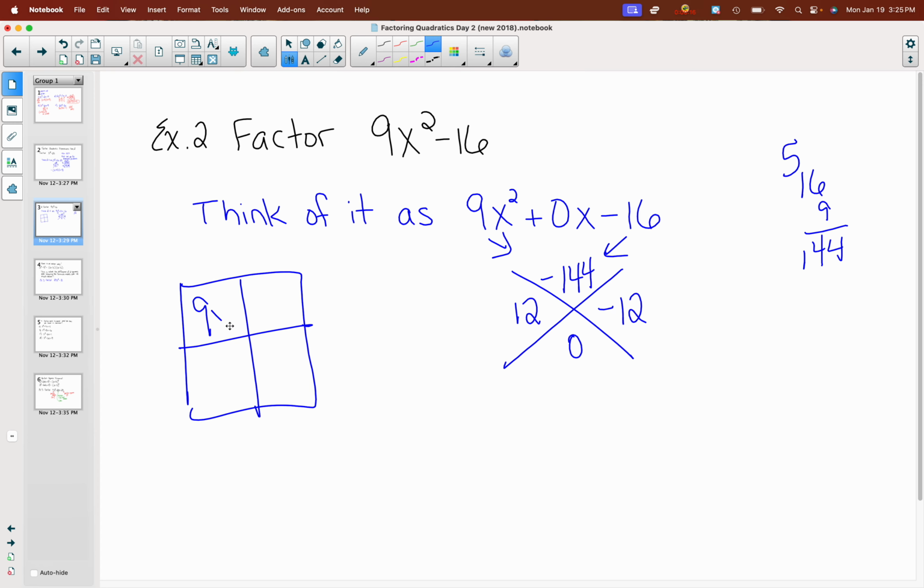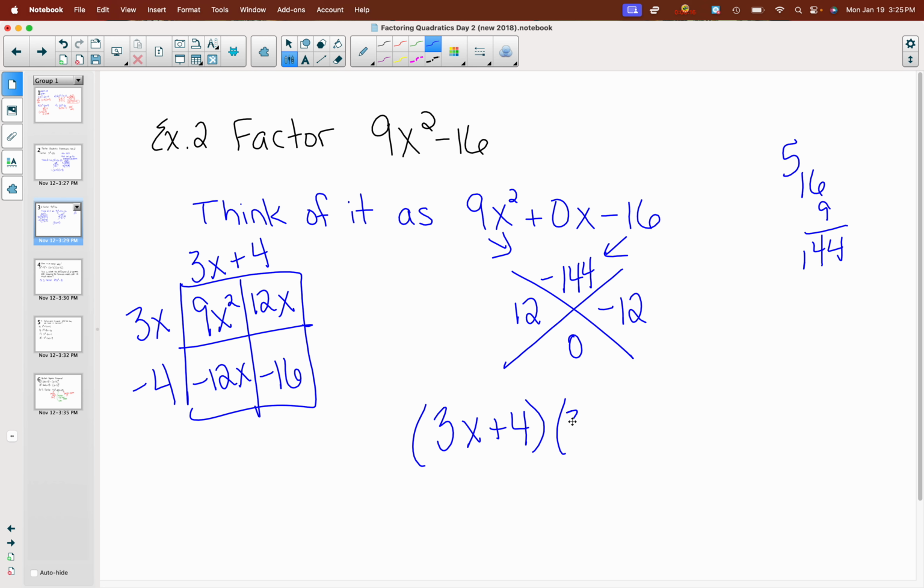So we'd have a 9x squared here. The -16 goes here. So I'm going to have a 12x and a -12x. Pull out my GCF. I can pull out a 3 and an x, which makes this a 3x to get the 9x squared, which means this has to be a +4 to get my 12x, and this has to be a -4. So I end up with 3x plus 4 times 3x minus 4, and that would be my answer.